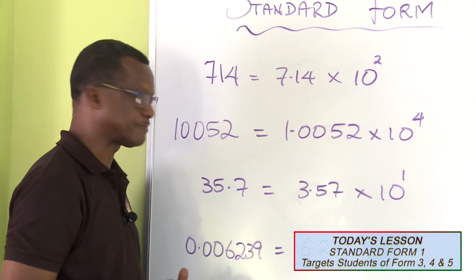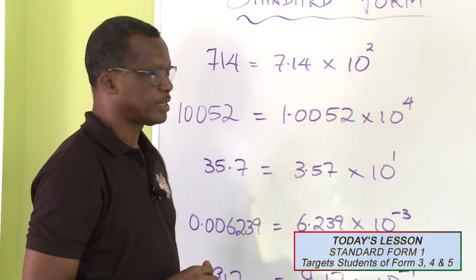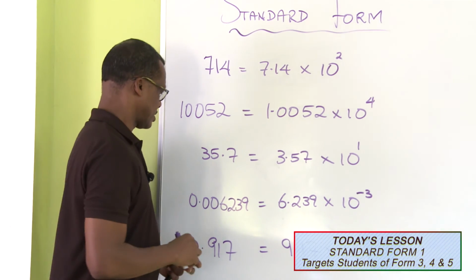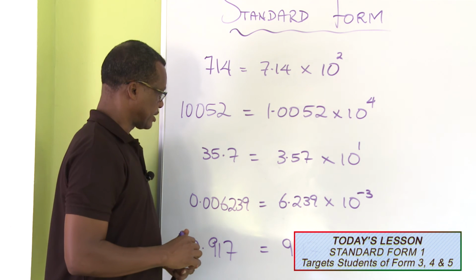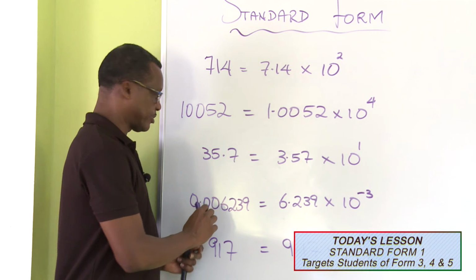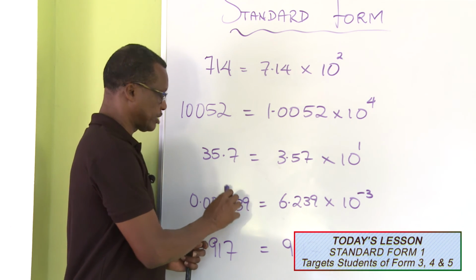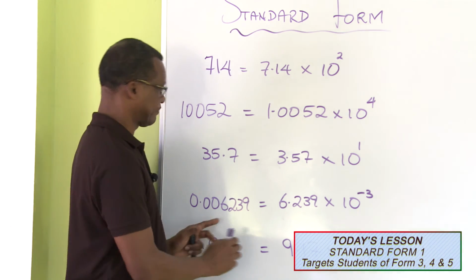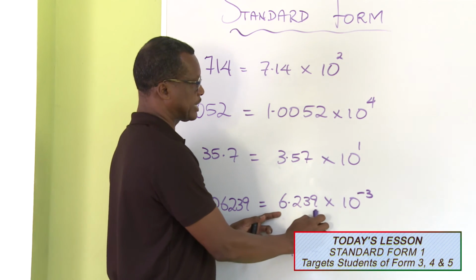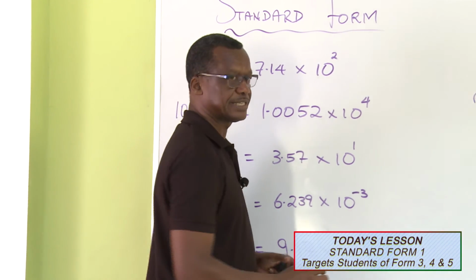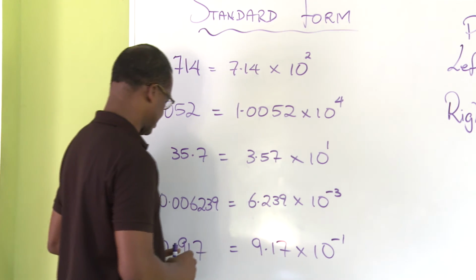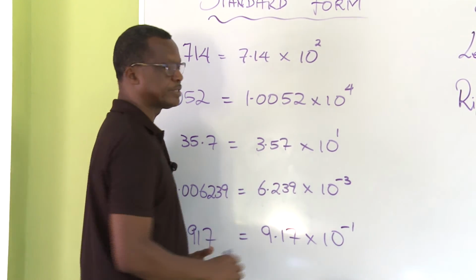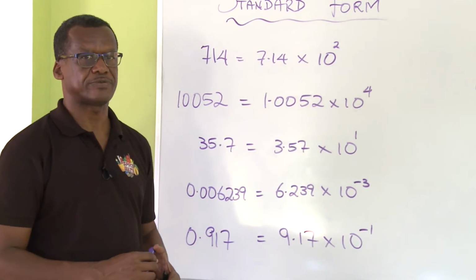3, 4 places. Number 3, 3.57 multiplied by 10 to the 1. Number 4. You have to be careful here because this time the point moved 1, 2, 3 places to the right. So that means the power of 10 should be negative. The answer is 6.239 multiplied by 10 to the negative 3. And the final one, 0.917 is equal to 9.17 multiplied by 10 to the negative 1.